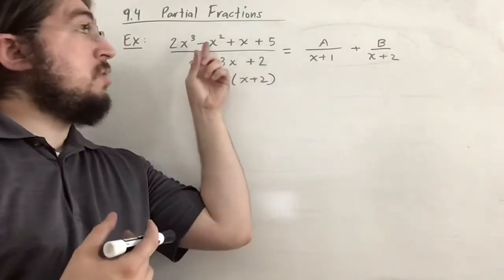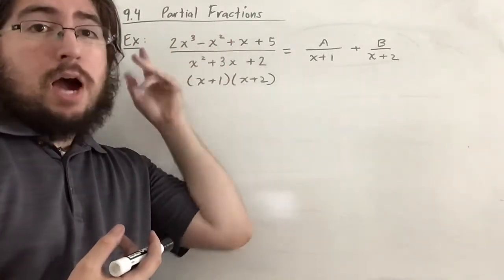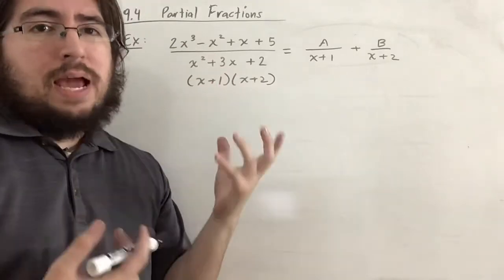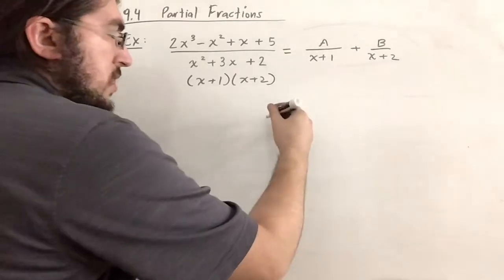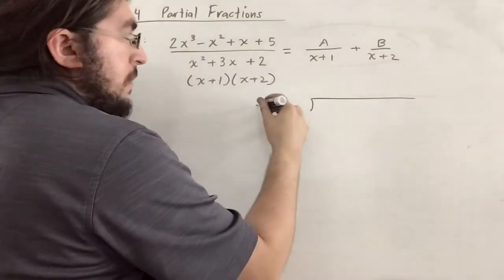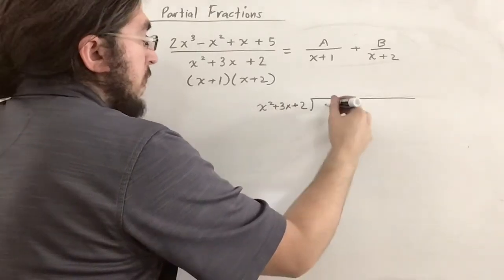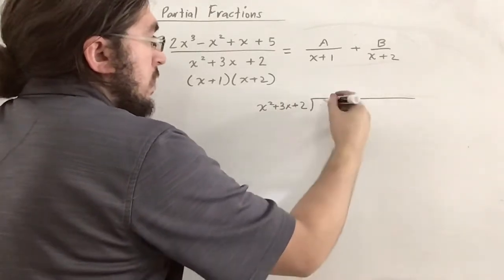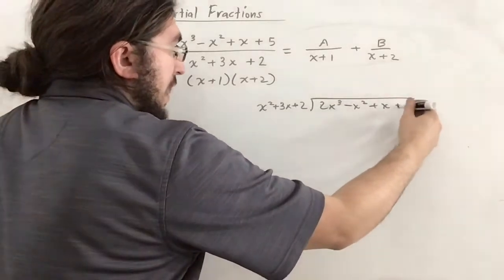We don't even get x squared, let alone x cubed. So when your numerator is the same degree or higher than the denominator, you have to use polynomial division. So I'm going to use polynomial long division in this case, and let's see what we get. I'm going to divide the denominator, x squared plus 3x plus 2, into the numerator, 2x cubed minus x squared plus x, and then plus 5.